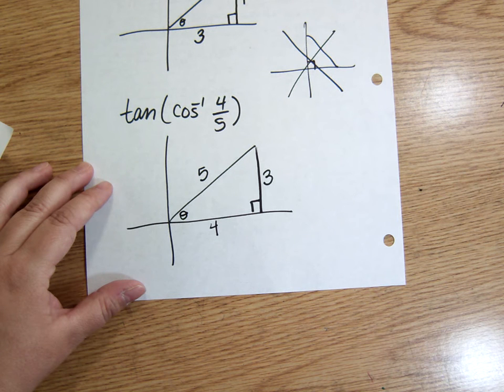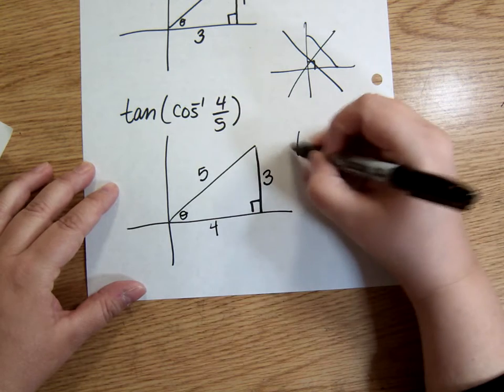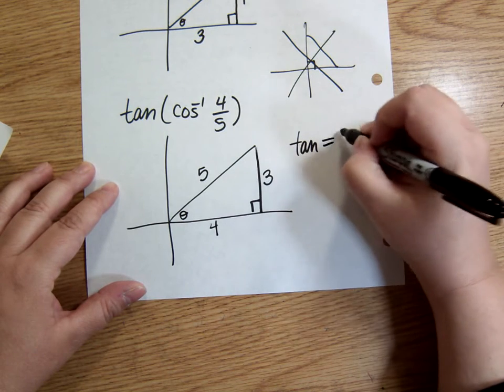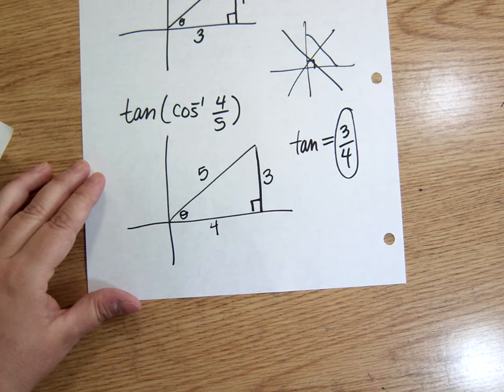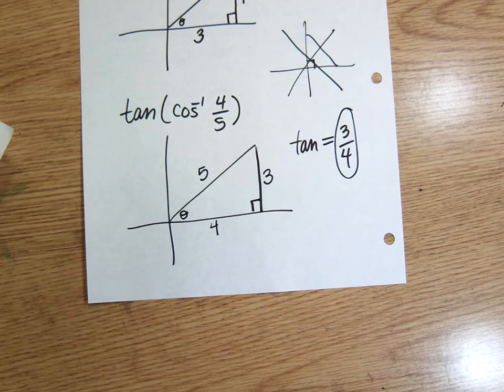Right, or in terms of SOHCAHTOA, opposite over adjacent. So the tan of this angle is 3/4. So that's what happens if you have one that's not unit circle. You actually have to draw the terminal side and make a triangle.